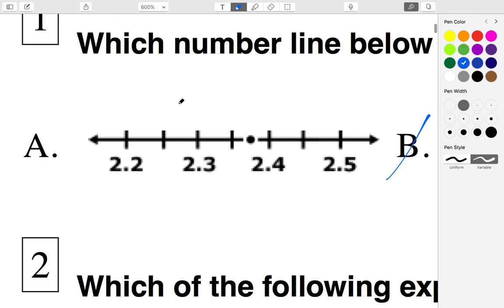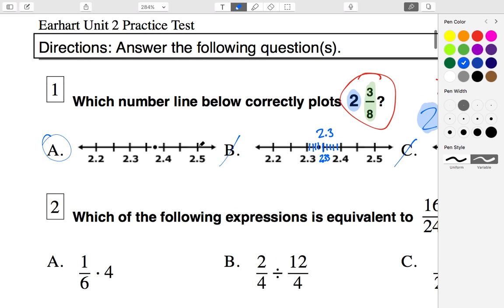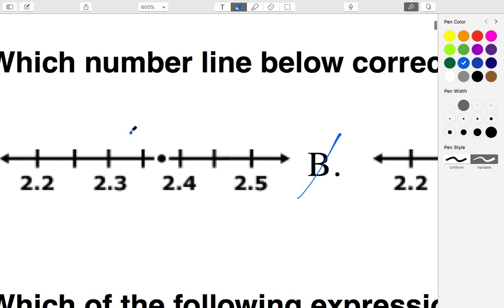So your answer, as you were telling me, is A. So this looks like 2.37. So basically, this again was 2.35 here. And then this would be 6, 7, 8, 9, 10. So, are we good with this? Yes. Okay.